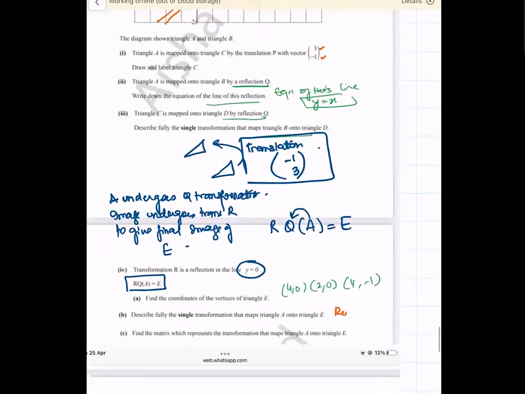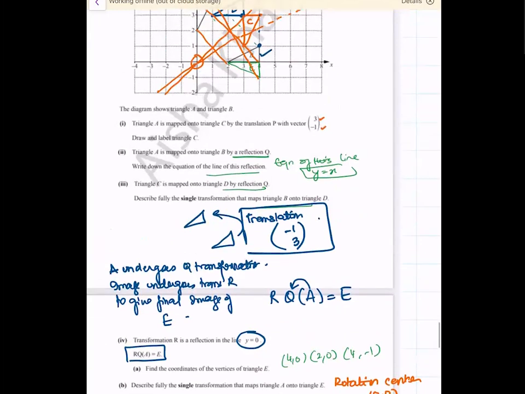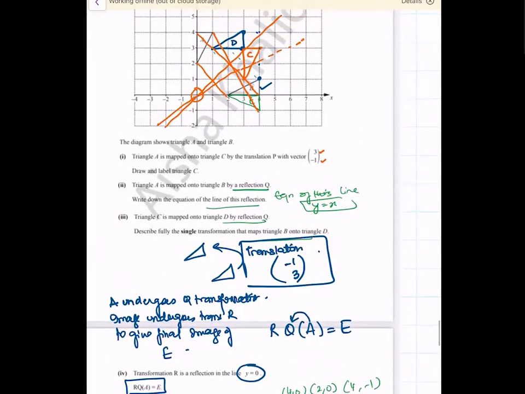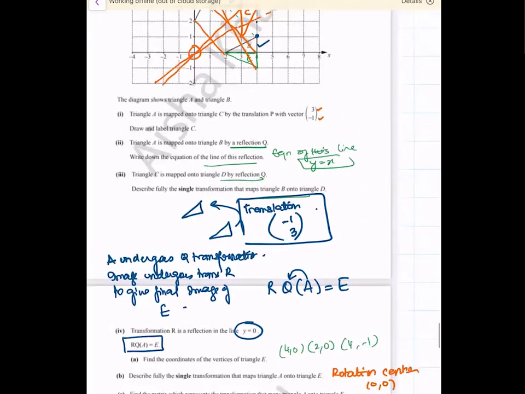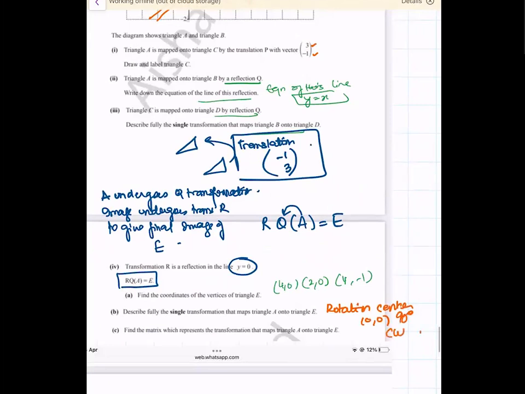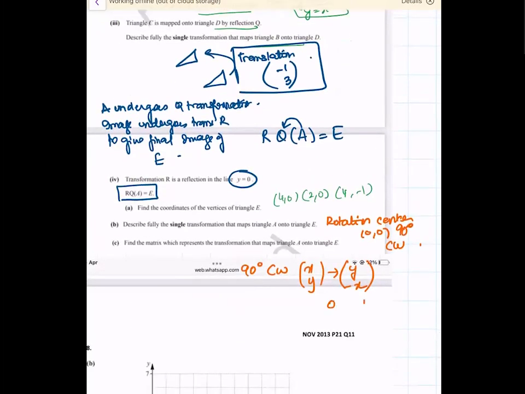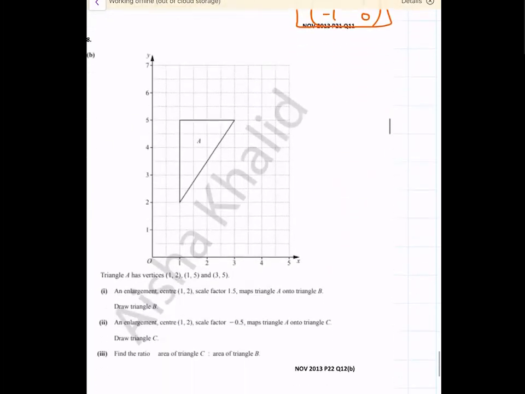Rotation, center 0, 0. It has moved from A to E, so it means 90-degree clockwise. Find a matrix which represents the transformation that maps A onto E. So 90-degree clockwise rotation means x, y changes to y, minus x. That gives you 0, 1, -1, 0 as the matrix. So we have to study matrix transformation, which I'm going to do right after this question. Let's look at this.